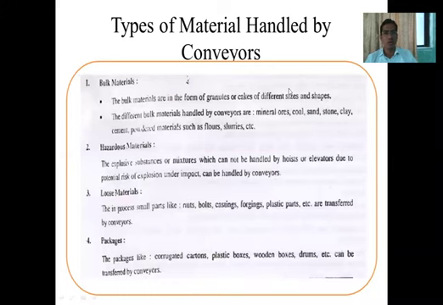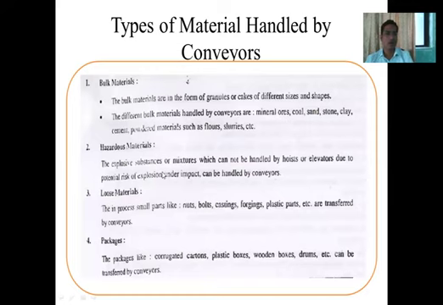Next one is the types of material handled by the conveyors. So the different materials that can be handled by the conveyors are as follows. First is the bulk material. The bulk materials are in the form of granules or cakes of different sizes and shapes. The different bulk materials handled by the conveyors are mineral ore, coal from the coal mines, then sand, stone, clay, cement, then powder materials such as flours and slurries, etc. So these are the types of bulk material which can be handled by using the conveyors.